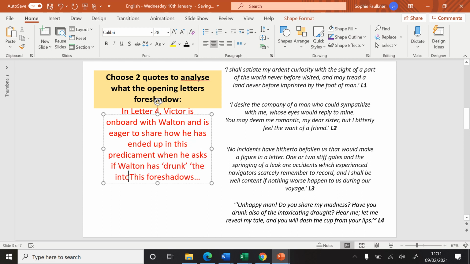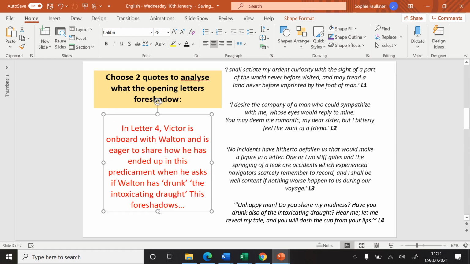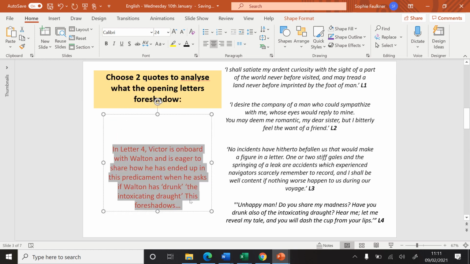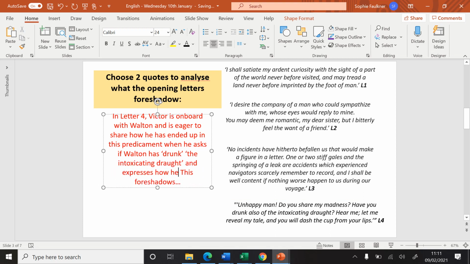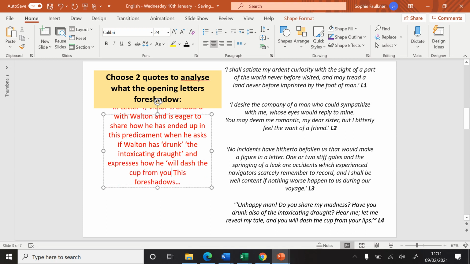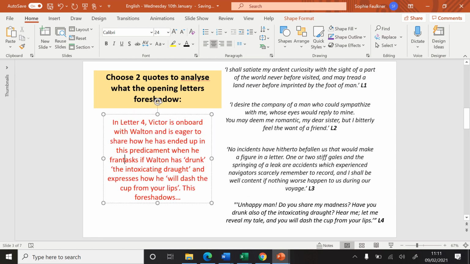the intoxicating draught. And remember, we don't want to write that whole quote out. We want to just embed those short bursts of quotations. If Wharton has drunk the intoxicating draught and expresses how he will dash the cup from your lips. And I'm going to embed a tone word here as well. When he frantically asks. Okay, and what does this foreshadow?